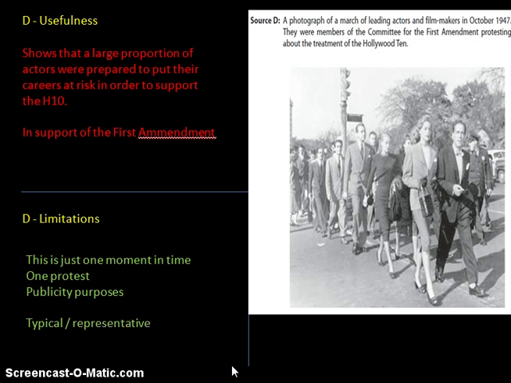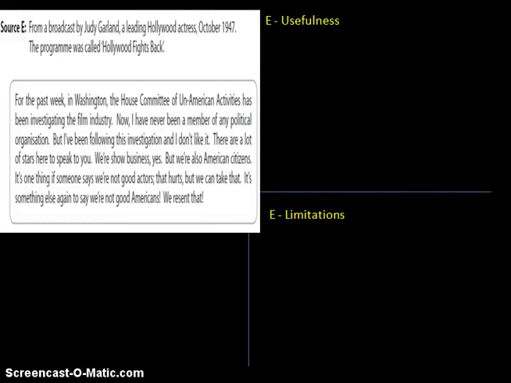So at this point we've done 2 boxes, and as I said earlier, if that was written nicely, and you were using evidence from the source to support your points, that would hopefully get you somewhere towards the top of level 2. But we're looking today at how we get top marks for this answer. So we need to now switch our attention to look at source E.